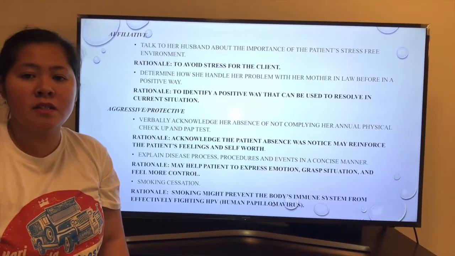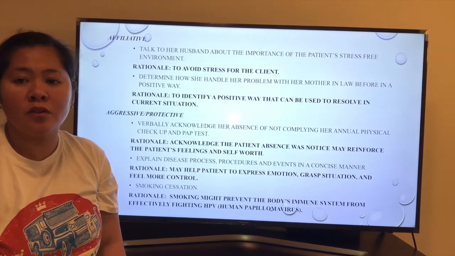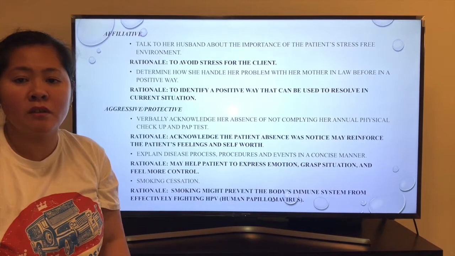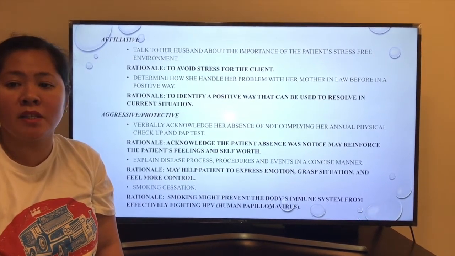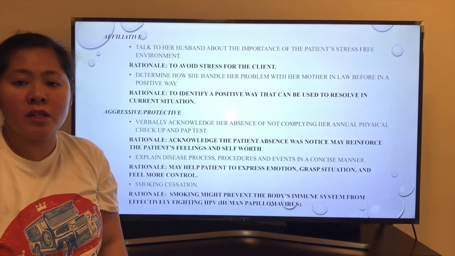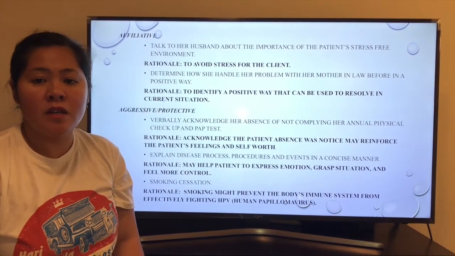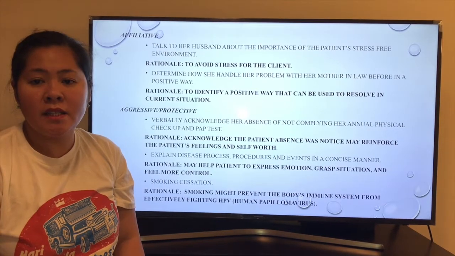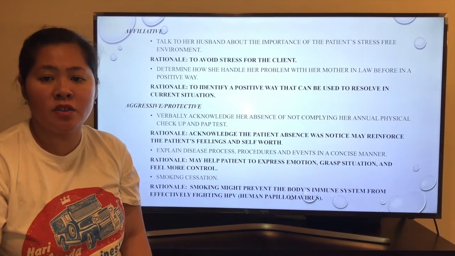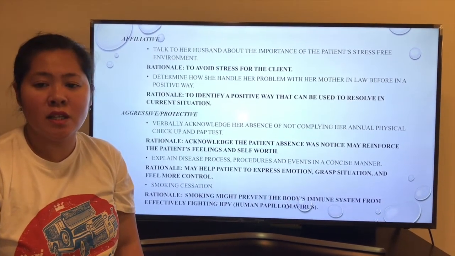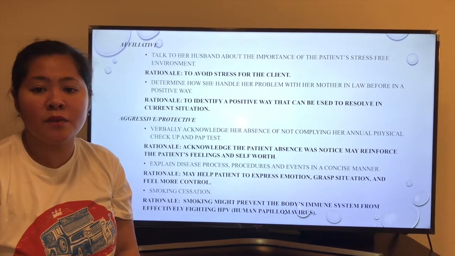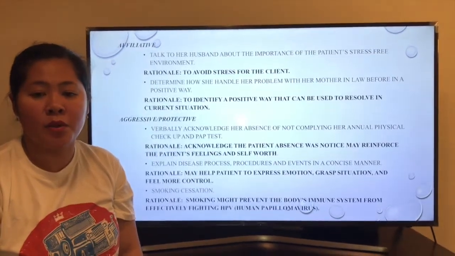Next is determine how she handled her problem with her mother-in-law before in a positive way. Rationale: to identify a positive way that can be used to resolve the current situation. For the aggressive and protective, verbally acknowledge her absence of not complying with her annual physical checkup and pap test. Rationale: acknowledging the patient's absence was noticed may reinforce the patient's feelings of self-worth.